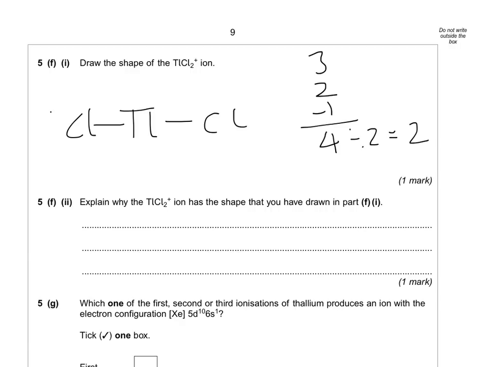Explain why the TlCl2+ ion has the shape that you've drawn. So when you're explaining why shapes occur, you say how many bonds there are, so 2 bonds, and then you say that they equally repel. And therefore they try and get as far away from each other as they can.